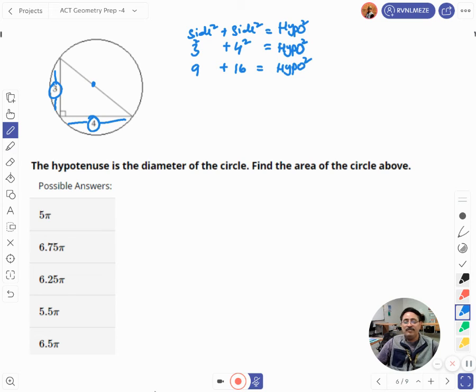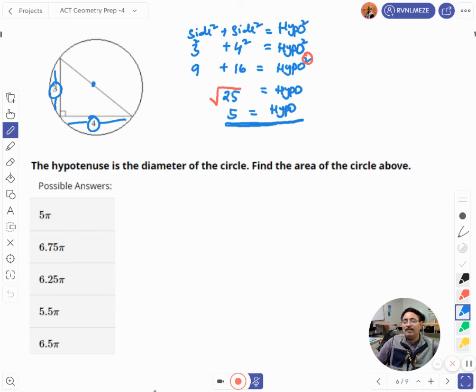So if you want to eliminate the square, then it is going to be square root on the other side. Therefore, 9 plus 16 is 25. The value of the hypotenuse is the square root of 25. That gives me 5 units.